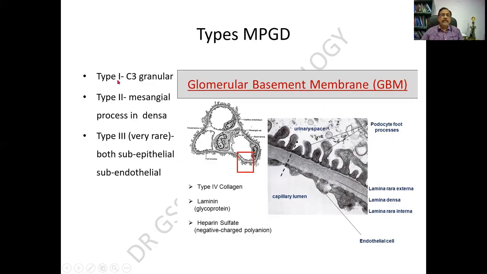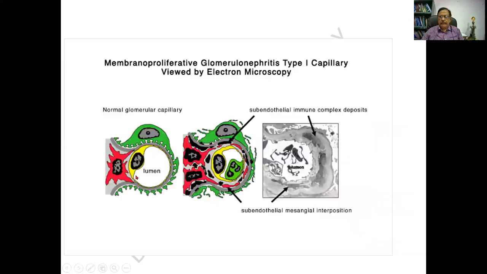What happens is there will be a granular deposit in a case of membranoproliferative glomerulonephritis. And sometimes you find that the mesangial process can be in the densa, which I will be showing you by a diagram. And type 3 is both subepithelial and subendothelial deposits can be seen. So type 1 is C3 granular, type 2 is mesangial, type 3 is subepithelial and subendothelial.